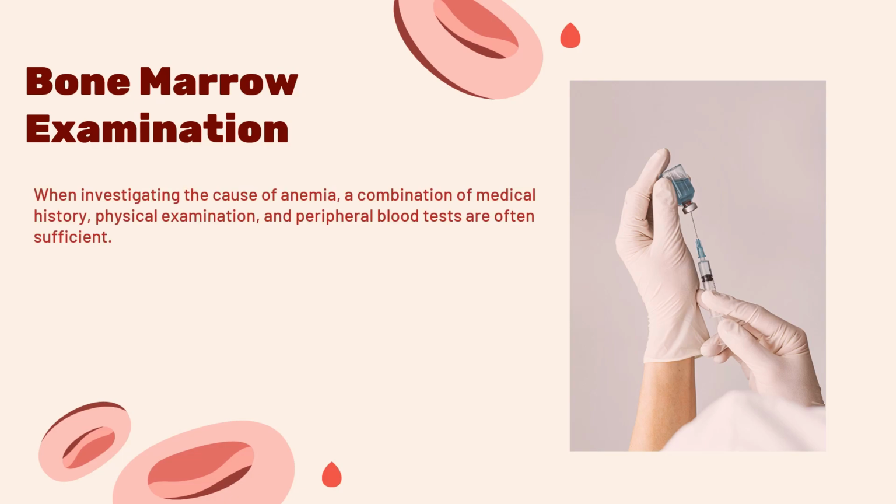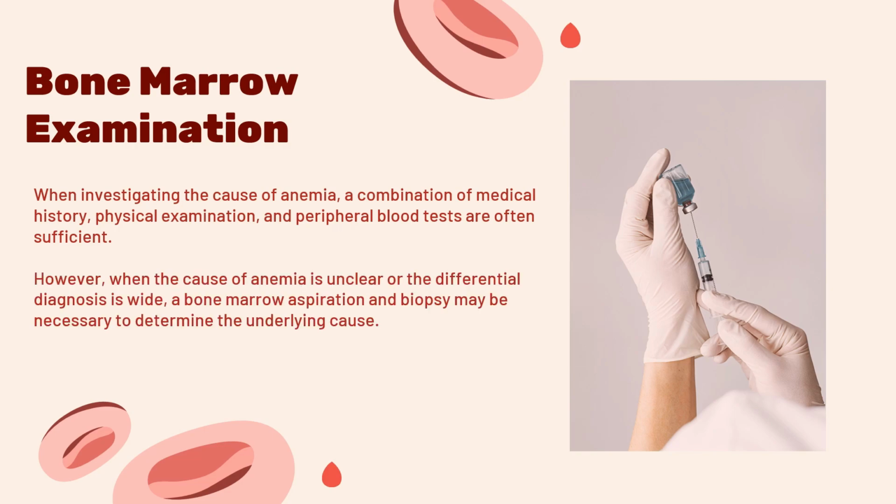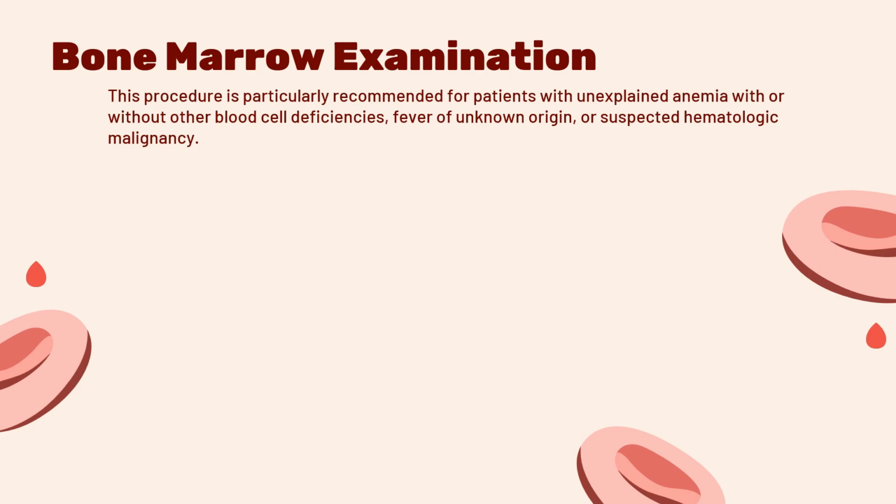When investigating the cause of anemia, a combination of medical history, physical examination, and peripheral blood tests are often sufficient. However, when the cause of anemia is unclear or the differential diagnosis is wide, a bone marrow aspiration and biopsy may be necessary to determine the underlying cause. This procedure is particularly recommended for patients with unexplained anemia with or without other blood cell deficiencies, fever of unknown origin, or suspected hematologic malignancy.